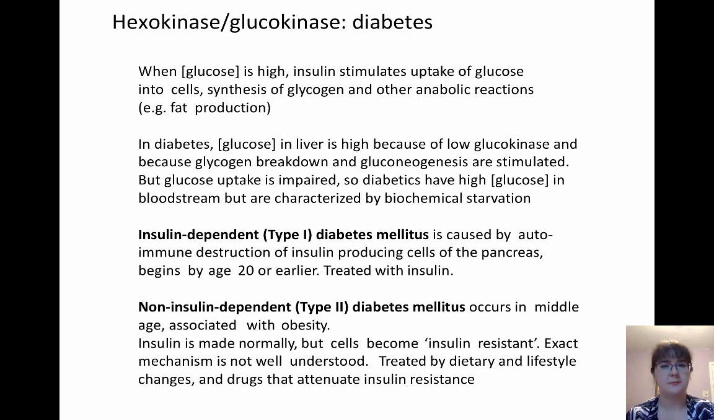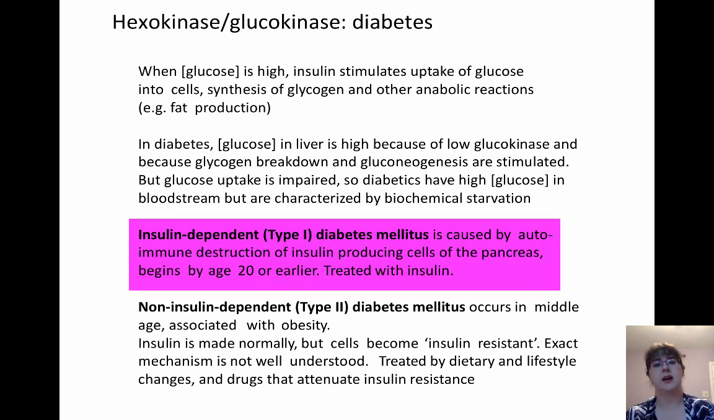Because your glucose uptake is impaired, diabetics are going to have high glucose in the bloodstream, but are also going to be characterized by biochemical starvation. So again, with diabetes, you're not taking care of sugar the way you're supposed to. It's not just that there's too much extra and you can't handle the extra, but your body's also not processing a normal amount of extra. So it's not processing the normal amount to storage as should normally happen. There are two kinds.